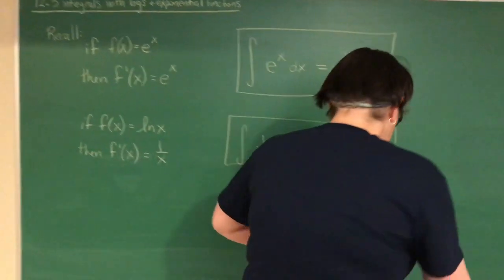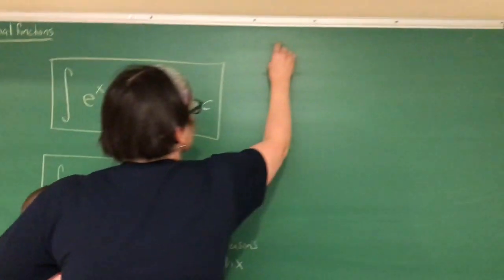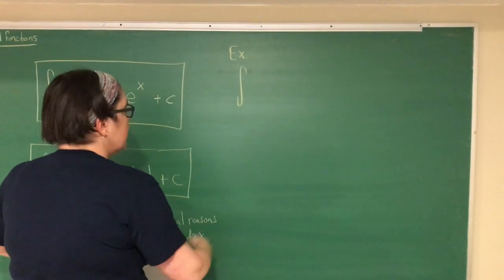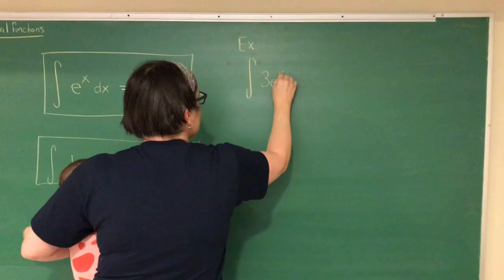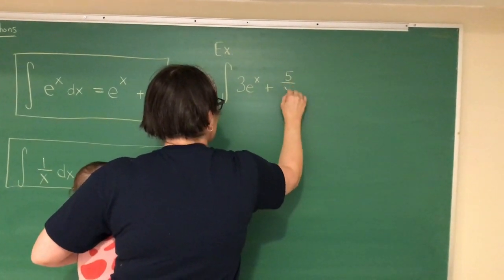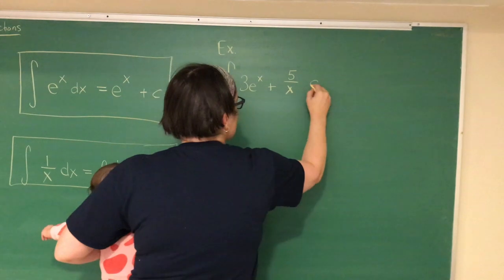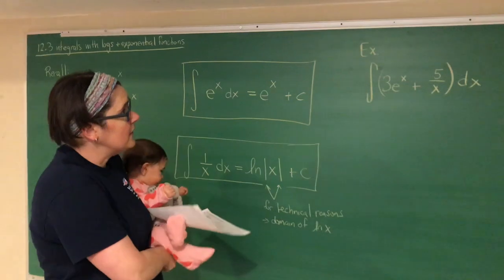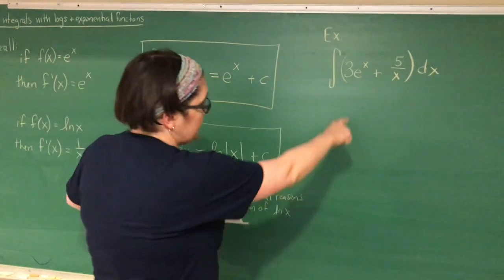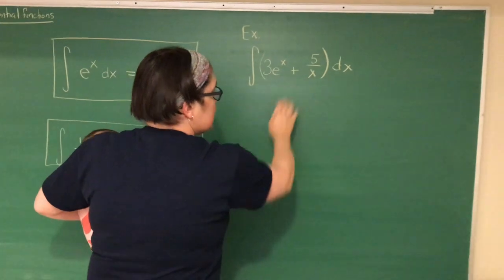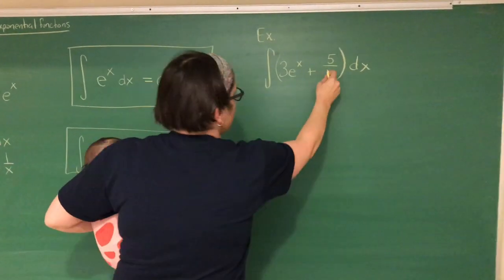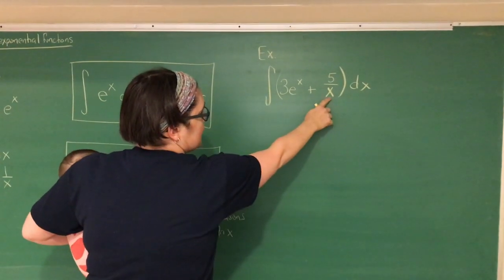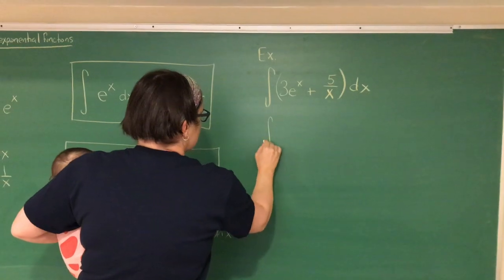So let's look at an example. For our example, we have the integral of 3e to the x plus 5 over x dx. And we want to find the antiderivative of this function. So I see, first of all, that I have a plus sign in here, so I can treat each of these functions separately. Secondly, I see that I have just a plain x in the denominator, so I'm going to rewrite this second part of this expression.